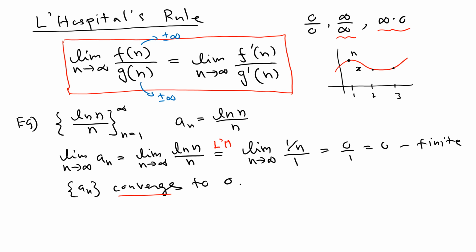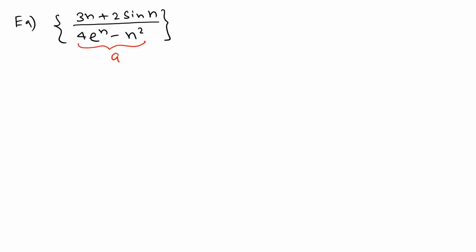So how about this one? The next one, we can say just something. Let's say you have a sequence with 3n plus 2 sine n in the numerator, and 4e^n minus n squared in the denominator, something like that. So that's a sequence, and this is the nth term. Again, what do you do? Take the limit, the limit as n goes to infinity of a_n.